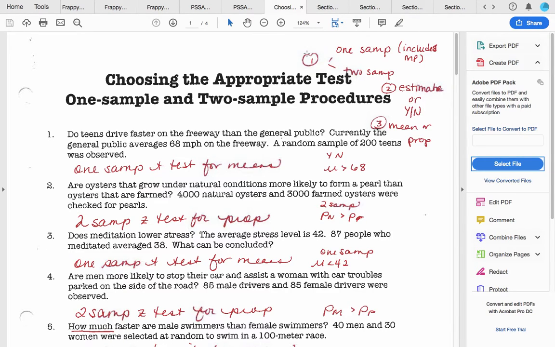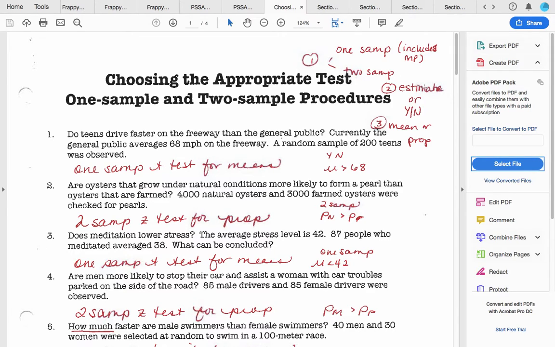So you can ask yourself three different questions here. How many samples do you have? One sample or two sample. Remember, matched pairs are included in one sample because the samples are dependent on each other, so it ends up being a one sample procedure.